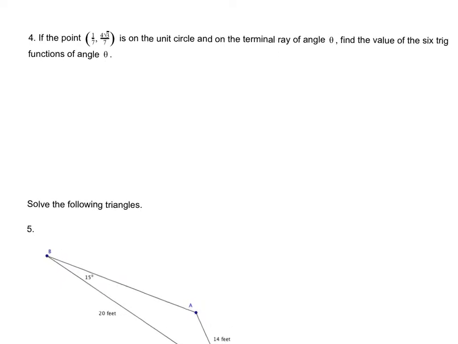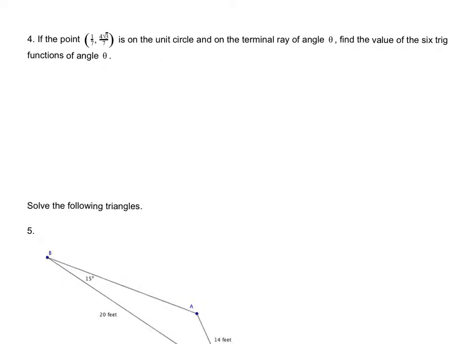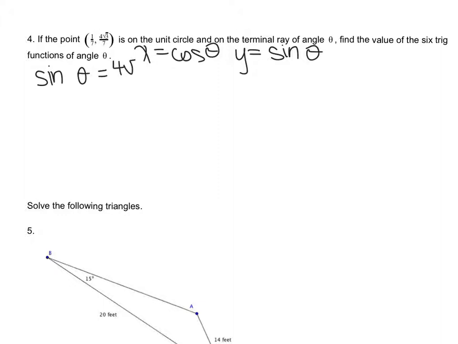So in problem 4, we're given the point 1/7, 4 radical 3 over 7 is on the unit circle and on the terminal ray of our angle theta. We want to find the value of our 6 trig functions. So this is kind of similar to combining the first problem and the last problem. So x is going to be cosine and y is going to be sine of theta. So we know that sine of theta is equal to 4 radical 3 over 7. Cosine of theta is equal to 1/7.